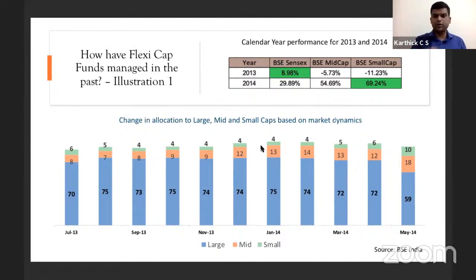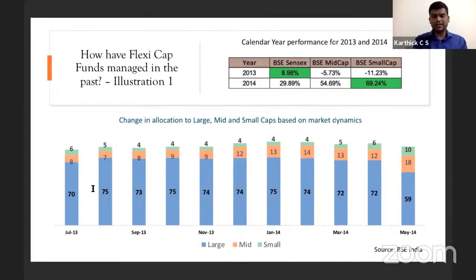What you see on the graph below is the actual performance, or let's say a rebalancing strategy, of a particular fund in the flexi-cap space. From July 2013 to say November, December 2013, it always maintained about 70% plus in large cap. But look at the allocation towards mid cap and small cap. As the fund moves towards 2014, allocation towards mid and small cap slowly starts increasing. By May 2014, the allocation towards mid and small cap is almost 28%, and 60% is towards large cap, which was not the case in 2013.